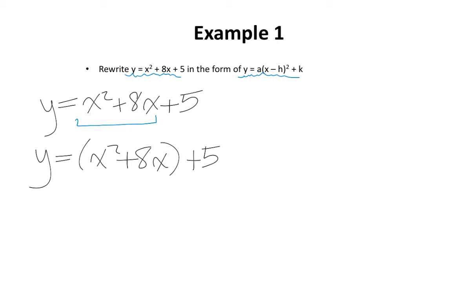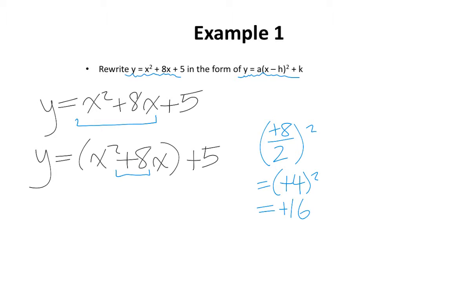In the next step, you want to identify the coefficient of x. The coefficient is positive 8. This is what you're going to do with positive 8. You're going to take positive 8, divide it by 2, and then square it. So positive 8 divided by 2 is positive 4, and positive 4 squared is positive 16.